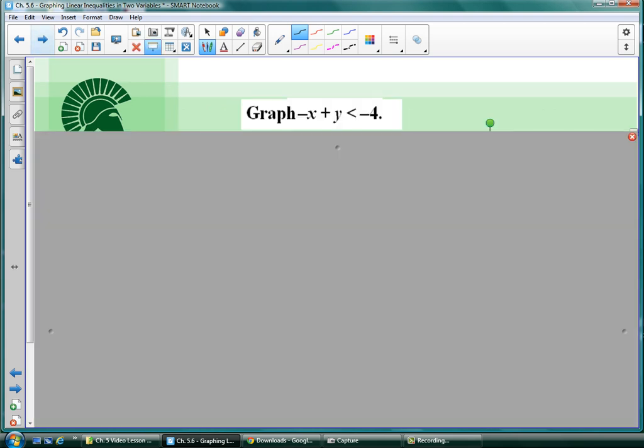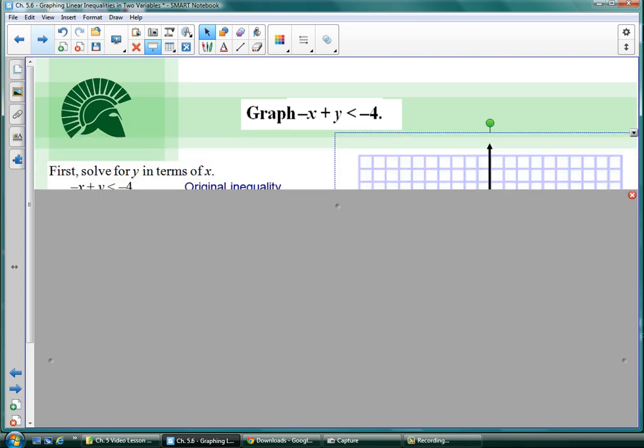So let's actually do this. First we recognize that it says graph. It says minus x plus y is less than negative 4. Well, if I want to do this, I have to first rearrange it so that we solve for y. So first solve for y in terms of x.